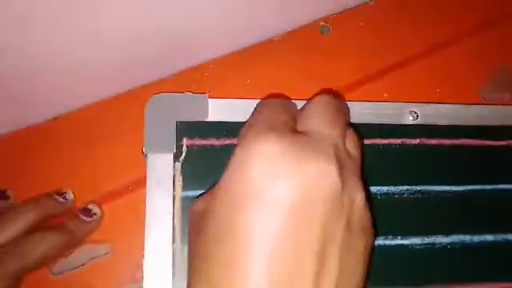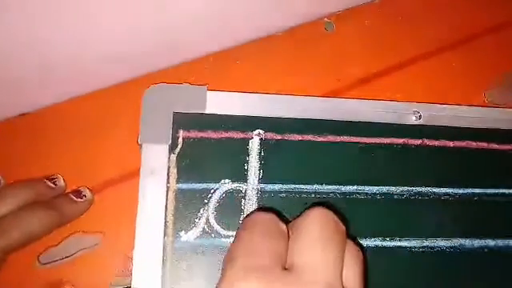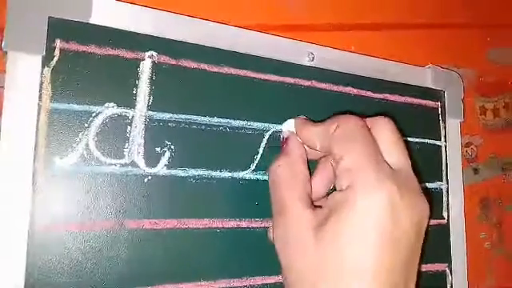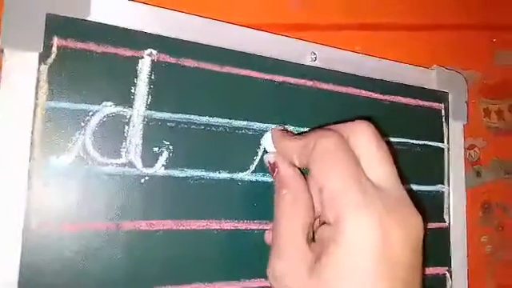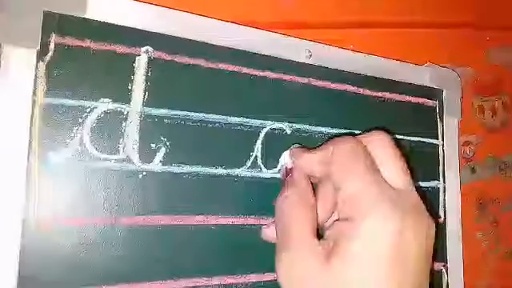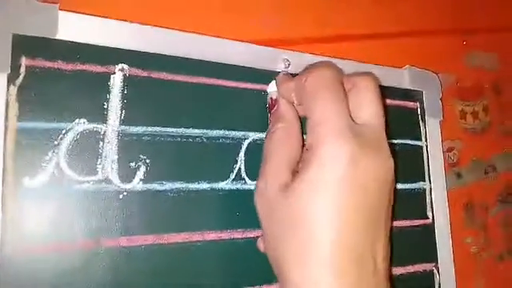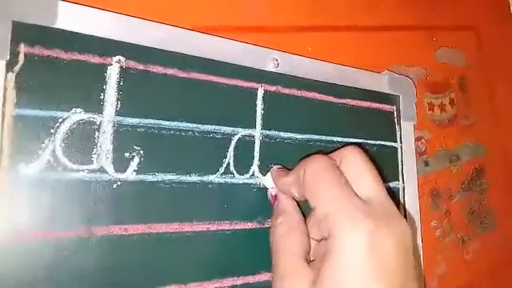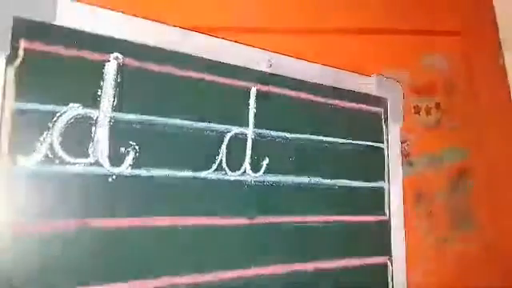Upward from third line to second line and then downward, again upward, third line to first line, downward, first line to third line and a little bit upward. It makes D. Upward, third line to second line and downward, second line to third line, again upward, third line to first line and then downward, first line to third line and a little bit upward.